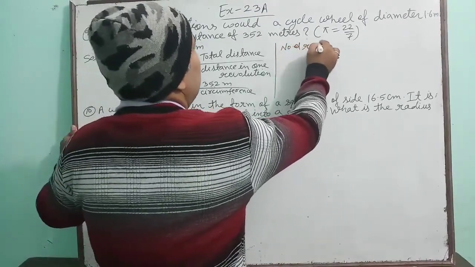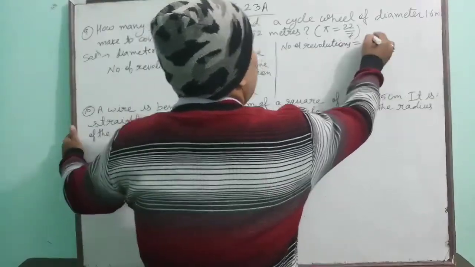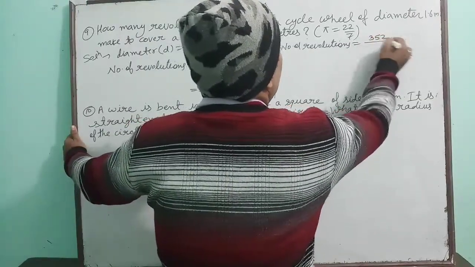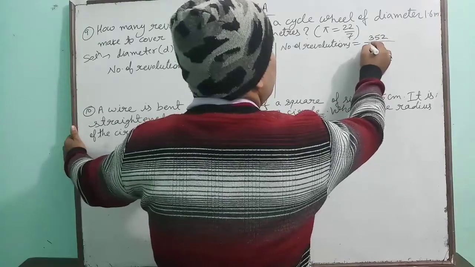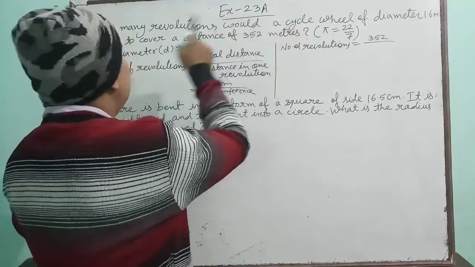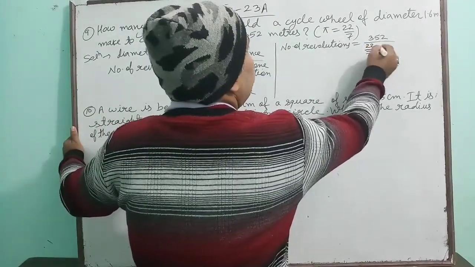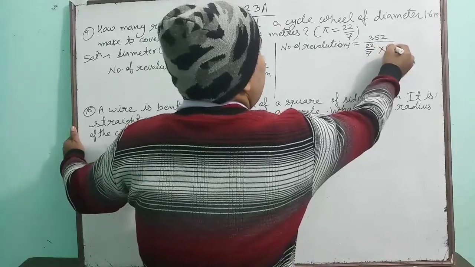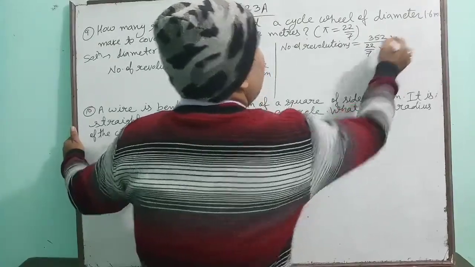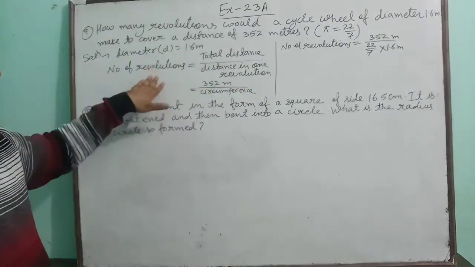That means number of revolutions will be equal to 352 upon circumference, which is equal to pi into diameter. Pi means 22 by 7, diameter is 1.6. Is this understood? This is the concept, children.